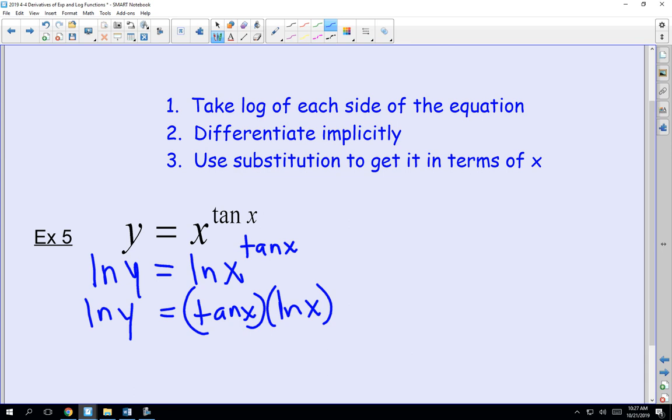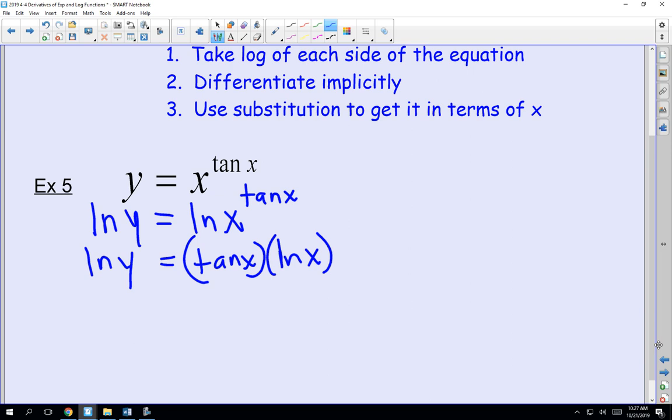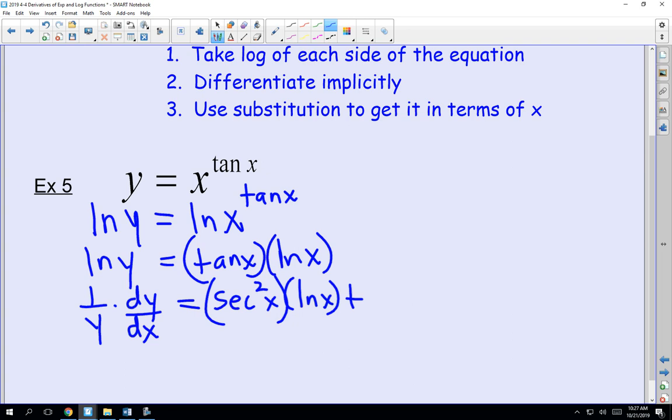Now we're all set up to differentiate implicitly, and that'll be our second step. On the left, we've got ln of y. We are going to differentiate this. It's 1 over y, but then I've got to attach a dy dx to it. So ultimately, we're going to get our derivative in terms of x. So we're treating y like it's a function of x. And then on the right side, we've got the product rule. The derivative of the first is secant squared x times the second. And then we've got plus the derivative of the second, which is 1 over x times the first, tangent of x. So that's the second step, differentiate implicitly.